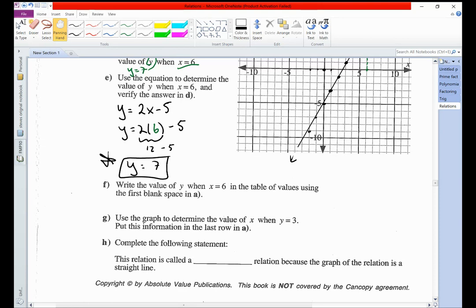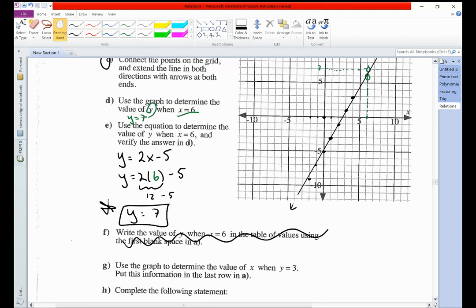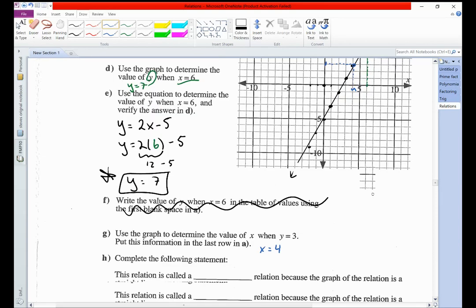Next, write the value of y when x is 6 in the table of values. We already filled the table of values. I apologize, so we're going to skip that. Use the graph to determine the value of x when y is 3. Okay, so we go up to our graph, we find y is 3 right here, and we can move across and find the value of x, which is 4. X is 4.